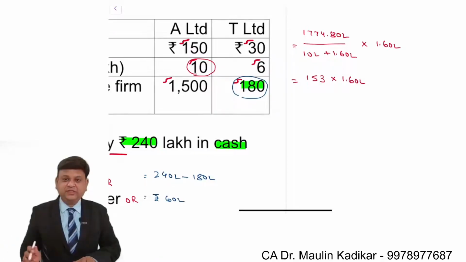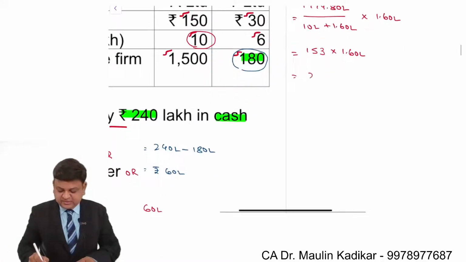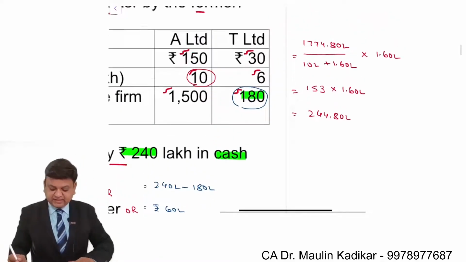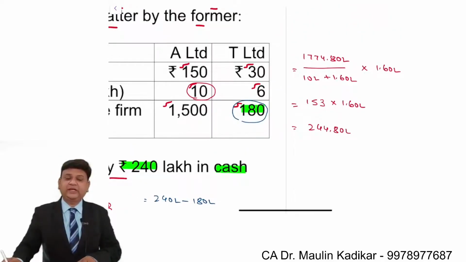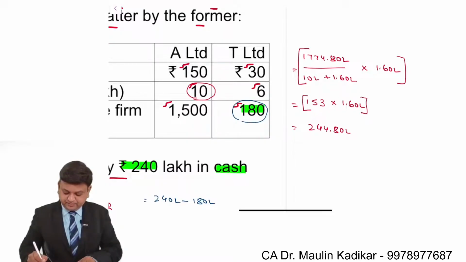In a way, that's the number of shares issued to the target company. It means that we have computed the market value attributable to shareholders of the target company in the merged firm. What was the market value that it had before merger? It was 180 lakhs.